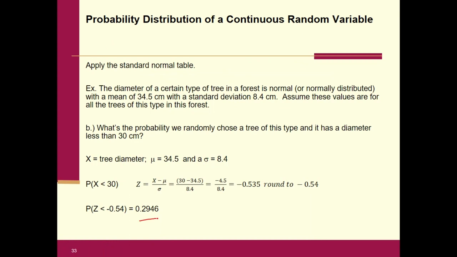So less than, you always get to just look it up. Remember, so x changed into z, 30 changed into a negative 0.54. We keep our sign. Okay?